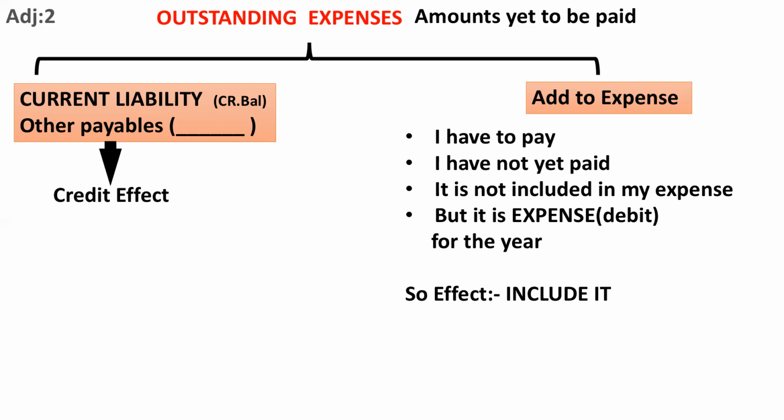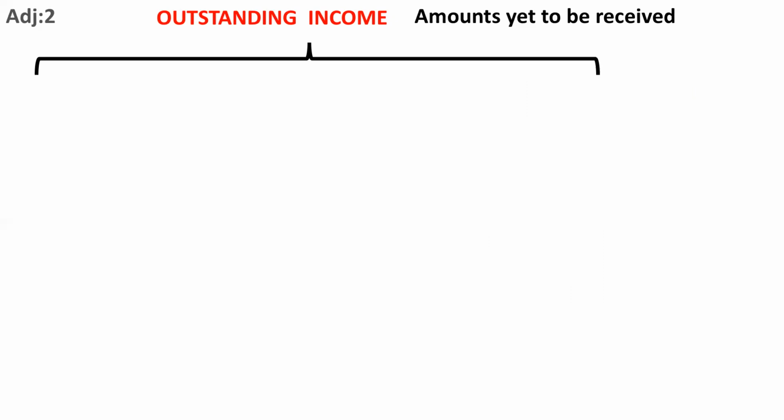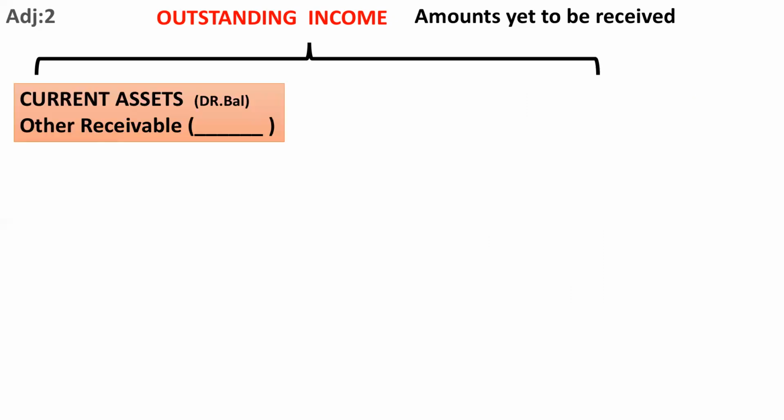Okay. Next, outstanding income. Can you think about it? It is an amount yet to be received. Because it is still to be received, and anything yet to be received is your asset. I will receive it soon. So it is my current asset. I will receive it within a year. So outstanding income, which is an amount yet to be received, is your current asset shown under the heading other receivables. This becomes a debit effect.